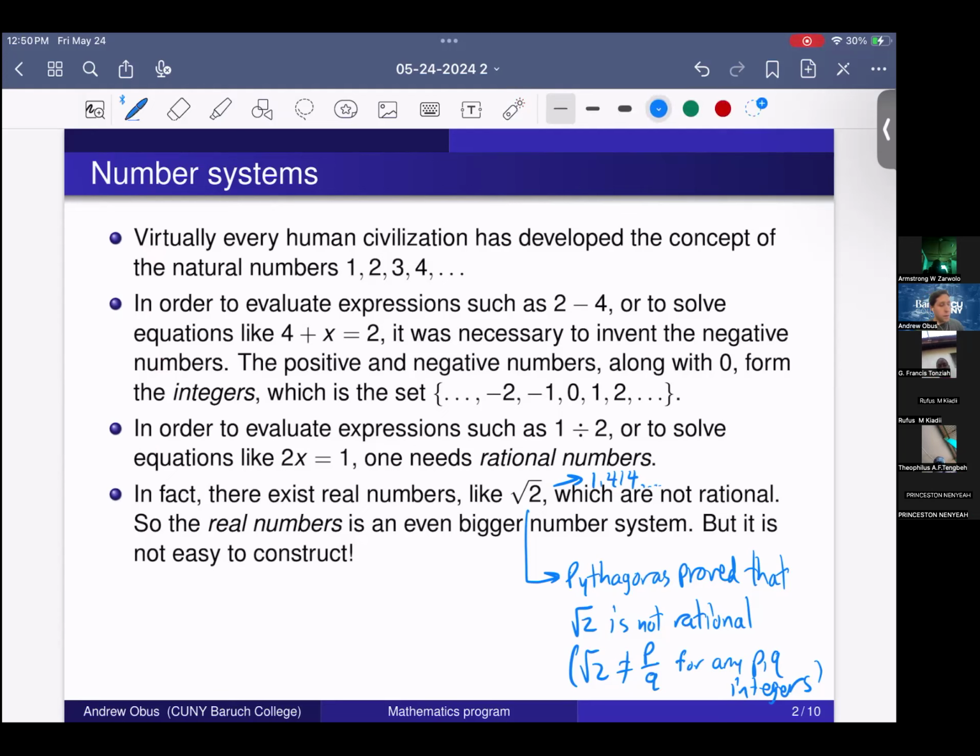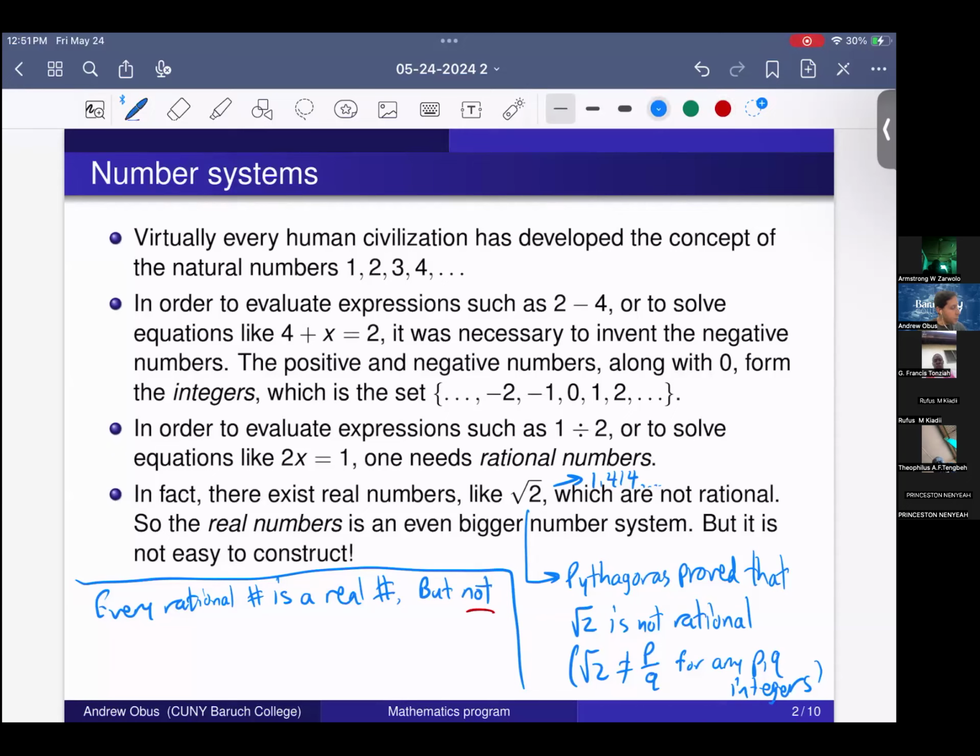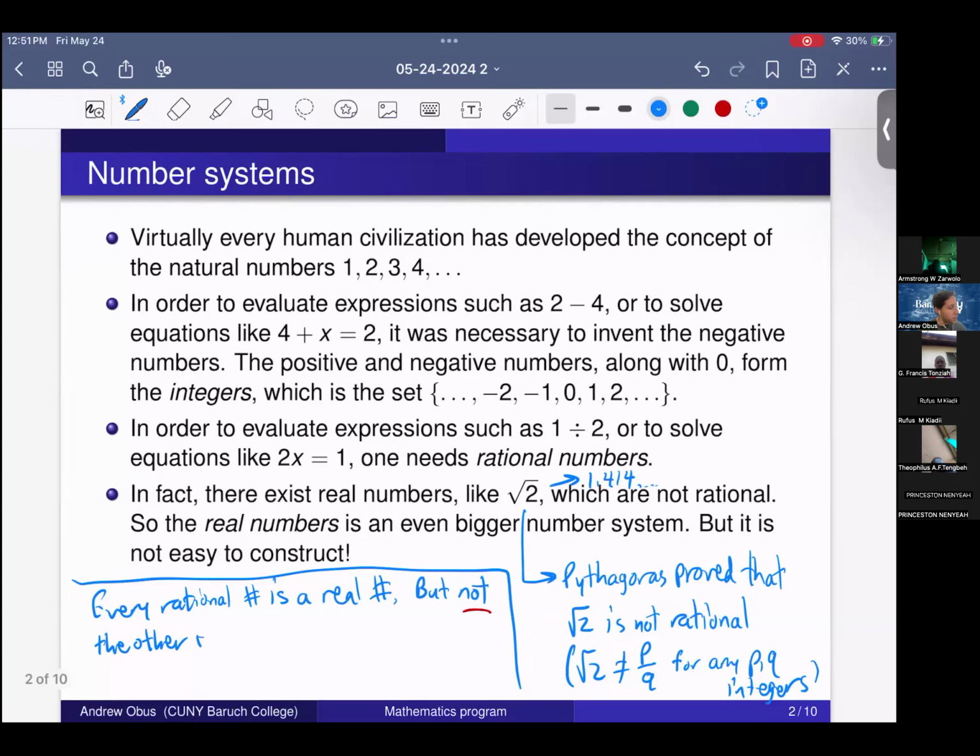Yes, Princeton. I want to know whether every rational number can be a real number. Yes. So let me say that. Every rational number is a real number, but not the other way around. So not every real number is a rational number.